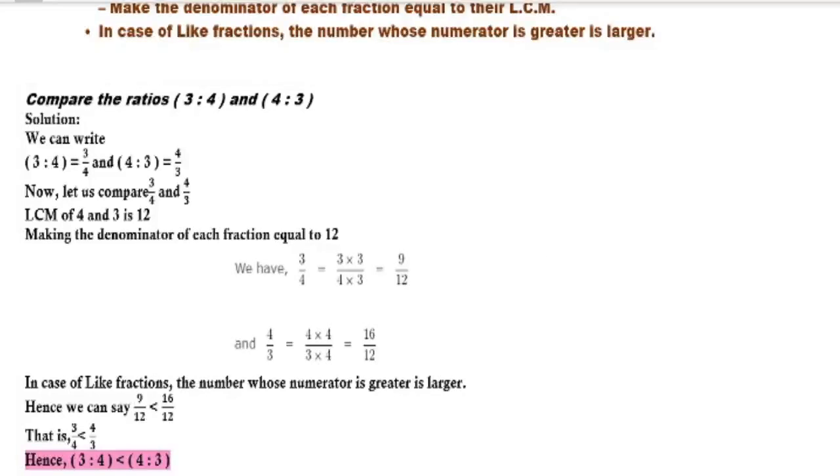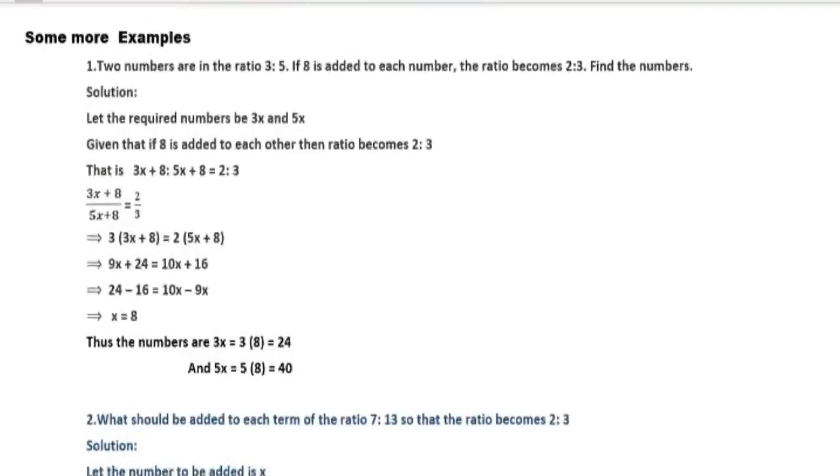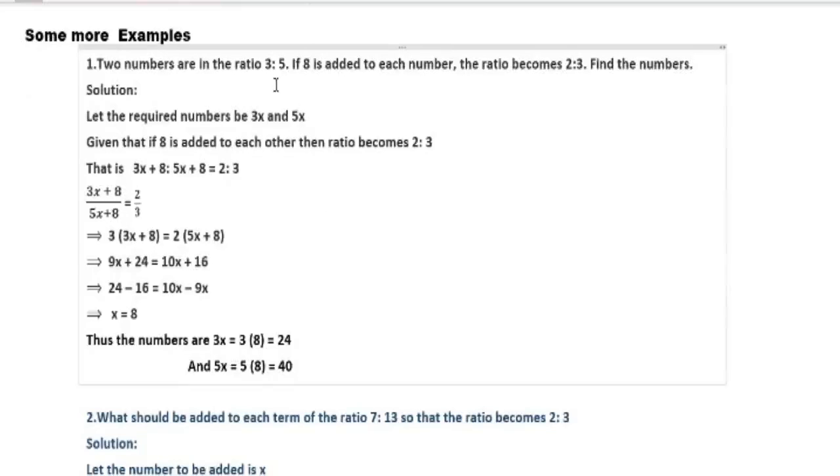Now we will see some more examples related to ratio. The first question: two numbers are in the ratio 3:5. If 8 is added to each number, the ratio becomes 2:3. Find the numbers. Let the required numbers be 3x and 5x. Since the ratio is given, you take the numbers as 3x and 5x. 8 is added to each term of the ratio, so it becomes 3x plus 8 is to 5x plus 8 equal to 2:3.